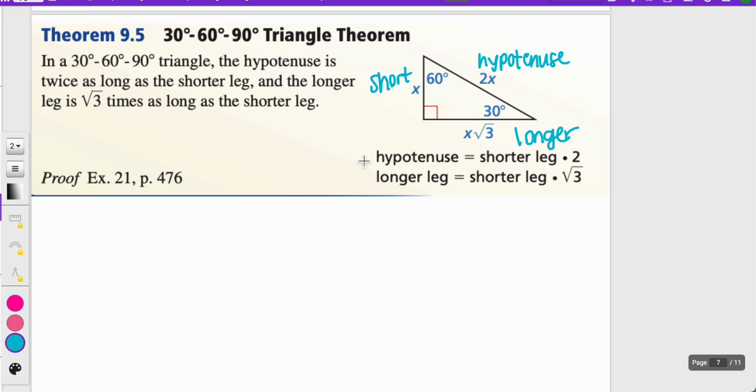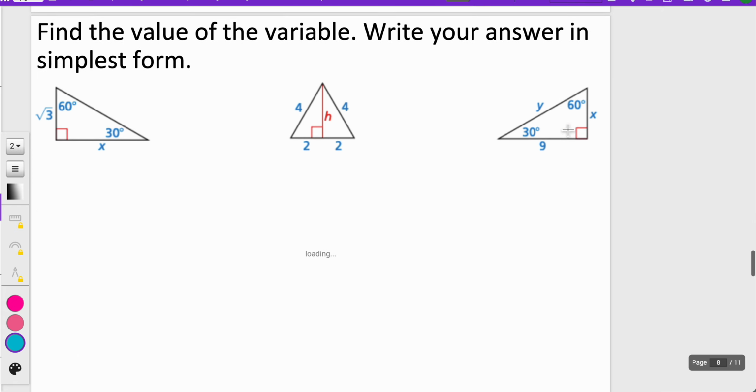So that's why we see x square root 3 for the longer leg. These two things would be great to write down in your theorem sheet, copy it down. You might even want to draw this picture here, just so you have a visual of what that looks like. What we're going to do now is try some of these. It says, find the value of the variable, write your answers in simplest form.